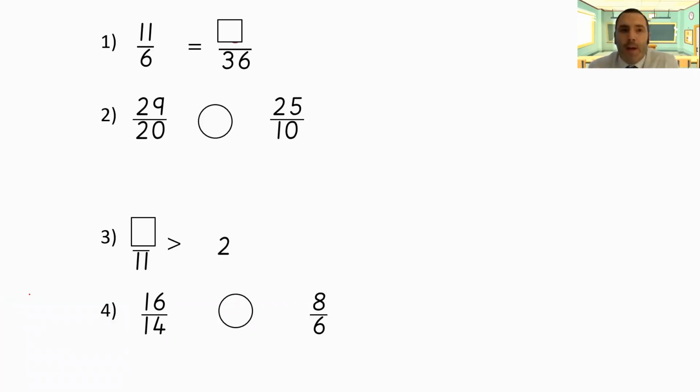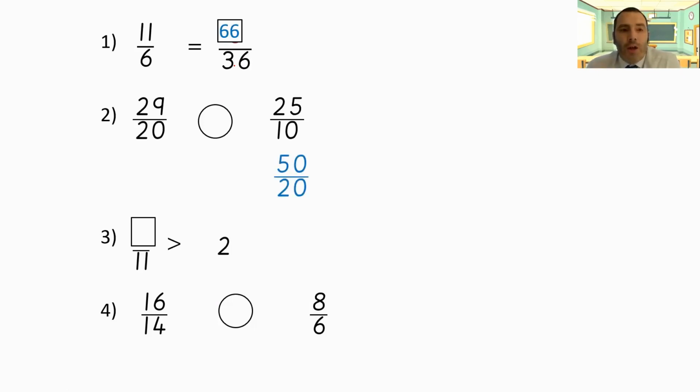Okay, how did we get along? So 11/6 is equal to, so we need to look at the relationship here between 6 and 36. 6 times 6 is 36, and I need to remember that what I do to my denominator in this case, I also need to do to my numerator. So it should be 66.